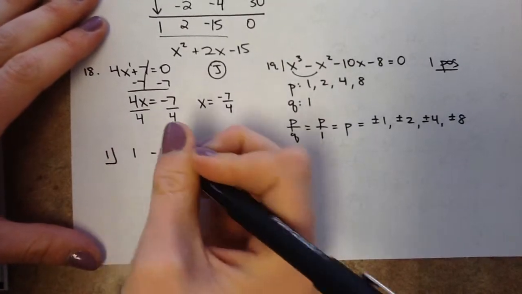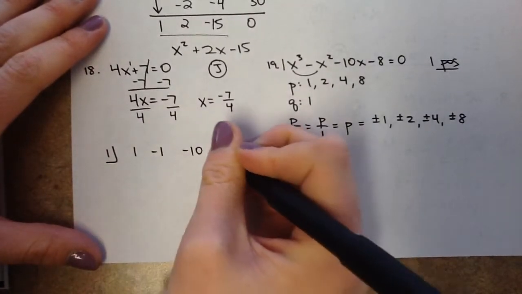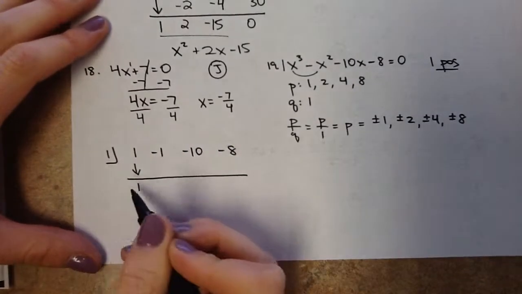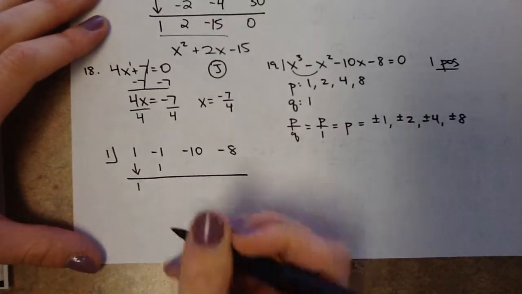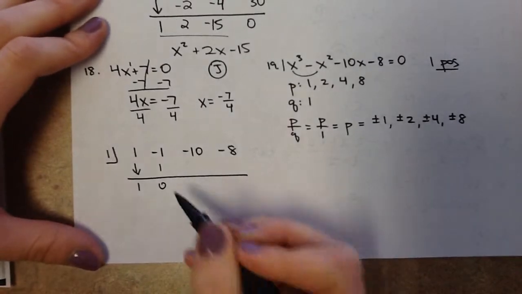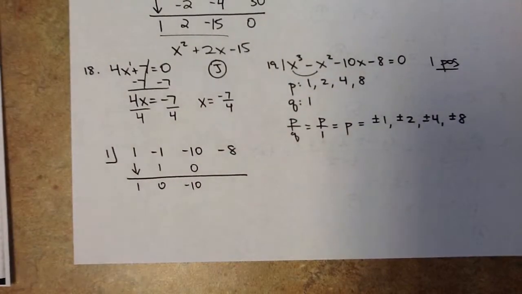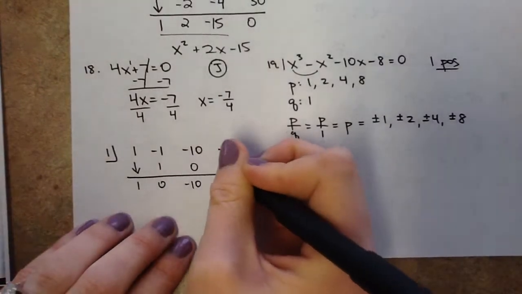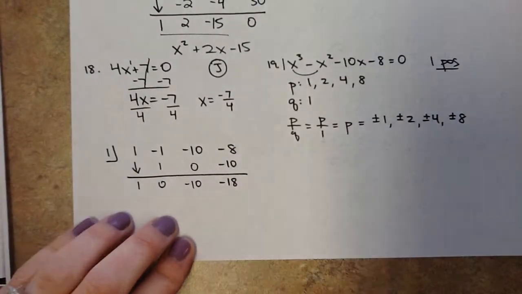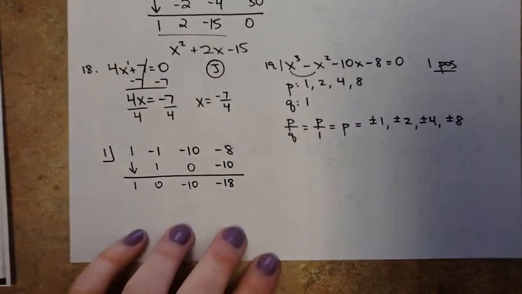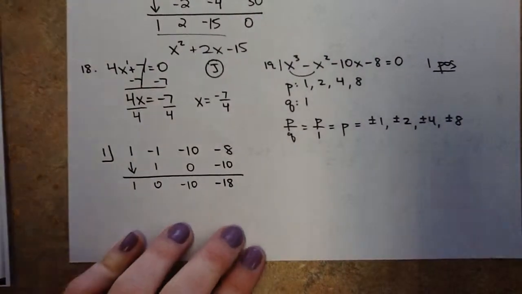So 1, -1, -10, and -8. Bring down the 1. When I multiply here, I just get 1. When I add, I get 0. When I multiply, I still get 0. Adding gives me -10. And then multiplying gives me -10. So because I come up with -18, this is not a 0 of my function. I should get 0 here. So I'll test the next positive answer, which is a 2.